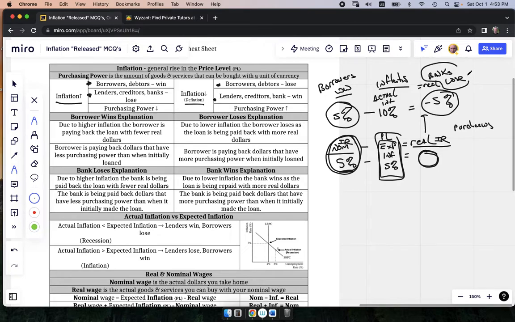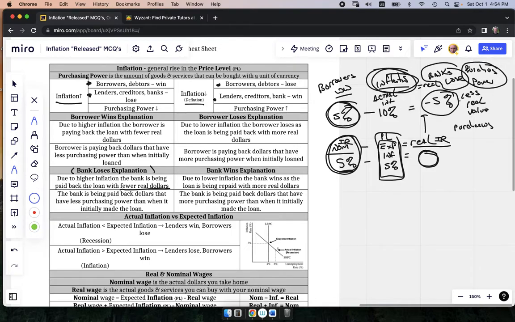I would love to say that when banks lose, let's just look over here on the cheat sheet, because I think I kind of get lost in it too. I know what to say, but again, I want to stay on track here. Banks lose due to the higher inflation, right? The bank is being paid back a loan with fewer real dollars, or the dollars being paid back by this borrower to the bank have less real value, right? It can buy less stuff. I like to say it has less purchasing power, right? The purchasing power has gone down due to that high inflation rate or high price level.